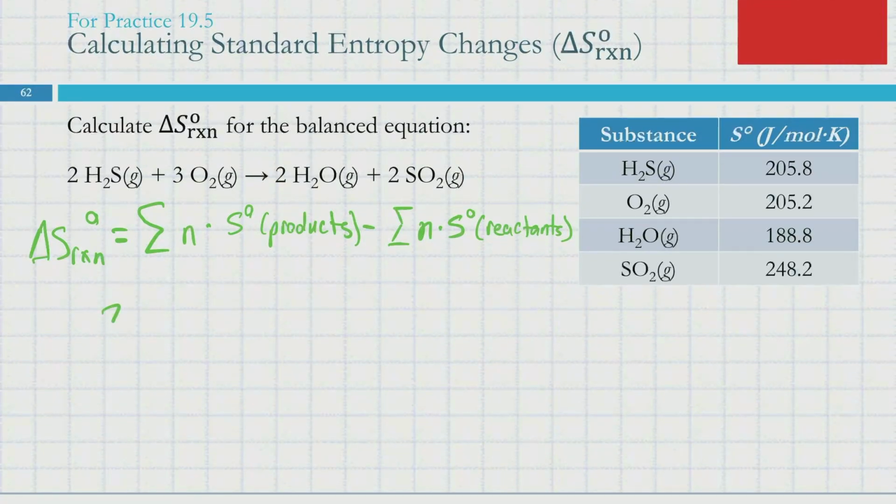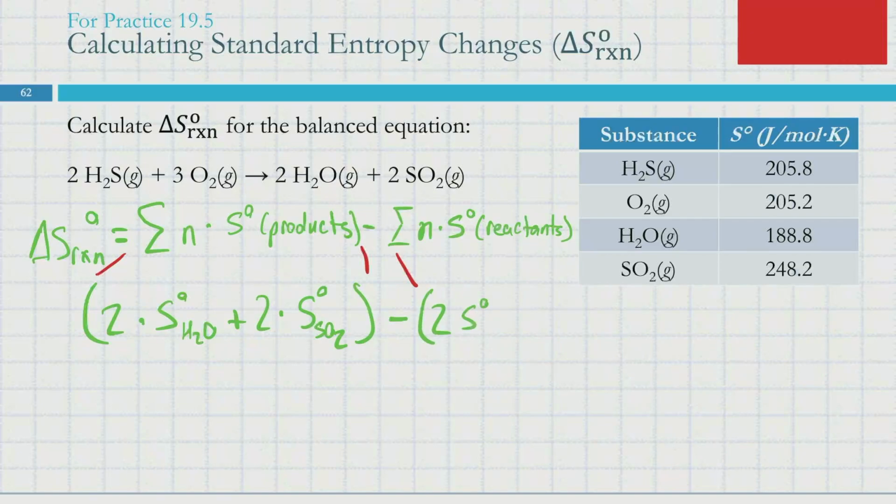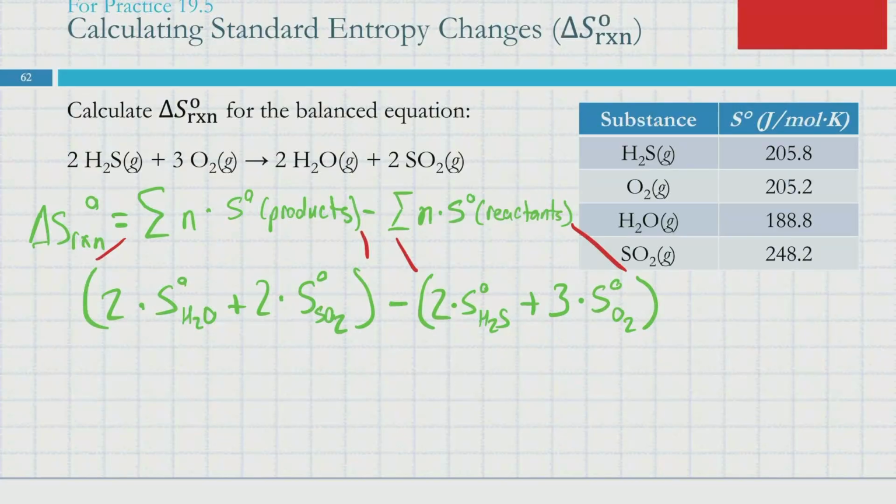Let's see what that looks like putting it together. So 2 times the standard entropy of H2O plus 2 times the standard entropy of SO2. That's our products, minus our reactants, 2 times the standard entropy of H2S plus 3 times the standard entropy for O2. That's for our reactants. Just showing you how it's all put together, and we'll put the numbers in now.